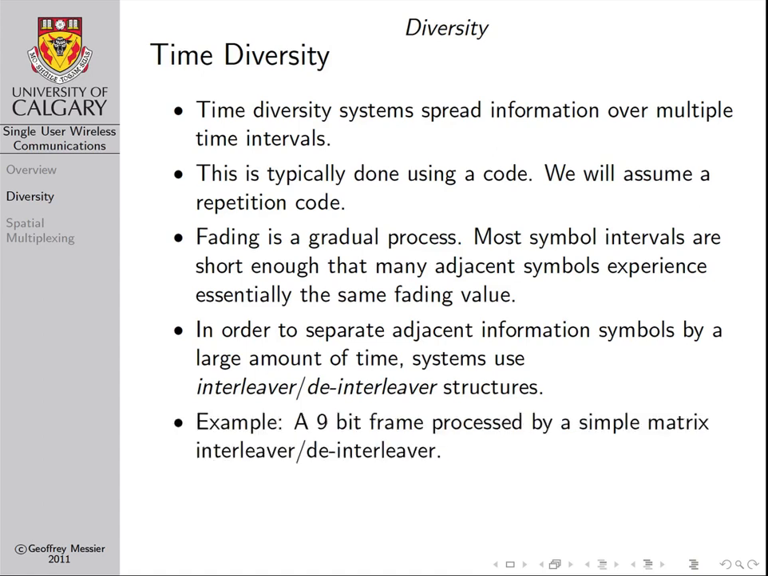So what I'm going to do is illustrate how an interleaver and a deinterleaver works, assuming a 9-bit frame processed by a simple matrix interleaver-deinterleaver structure. Now, what I should mention here is that most interleaving is conducted over frames that are much, much longer than 9 bits, usually hundreds of bits, thousands of bits. So this is just a simple example to give you an idea of how interleavers and deinterleavers work, and then I'll talk about why it's necessary to use much longer frames.